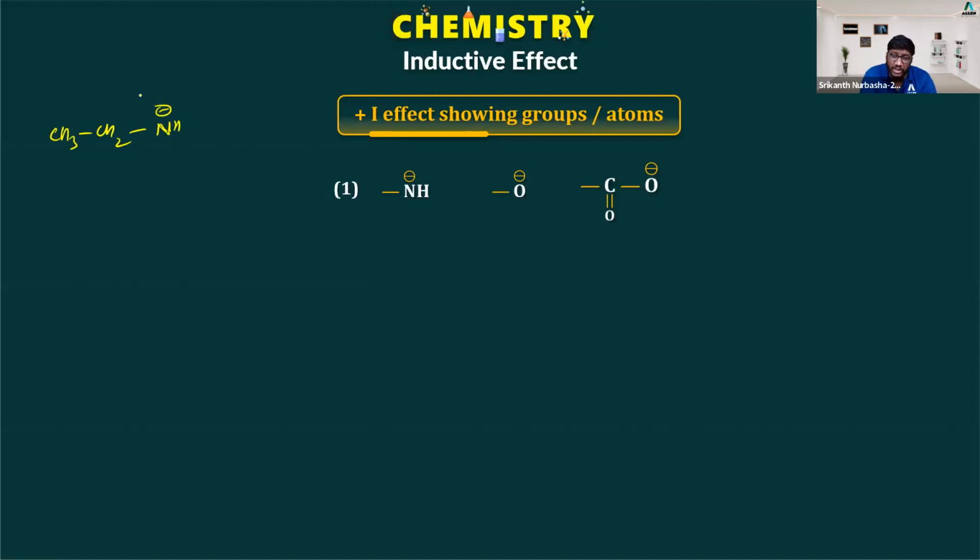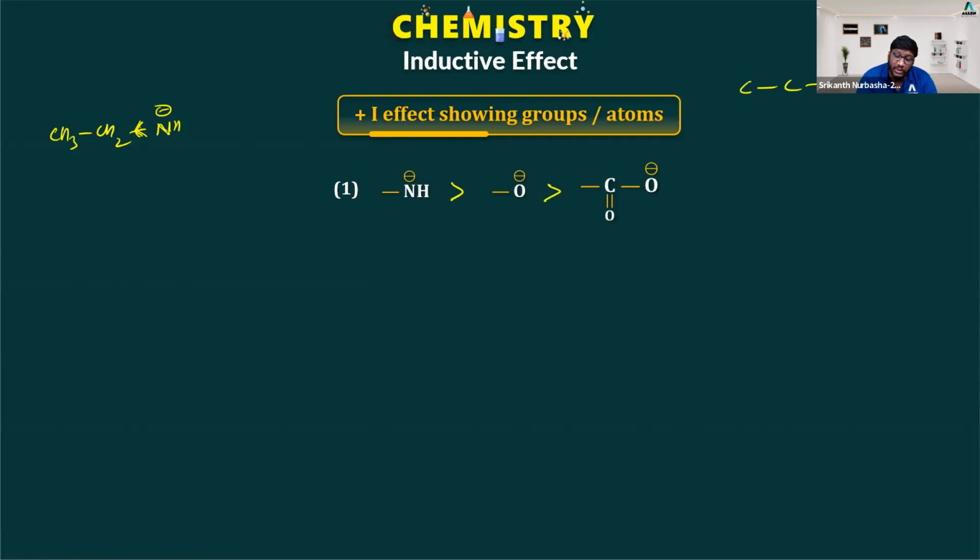NH minus means nitrogen has a negative charge. The negative charge is present on the less electronegative nitrogen atom. A less electronegative atom cannot withhold the electron density or negative charge greatly, so it has a tendency to donate. A less electronegative atom can donate the negative charge or electrons easily; a more electronegative atom cannot donate easily. So NH minus has greater plus I effect than O minus. Now compare O minus and C double bond O minus.